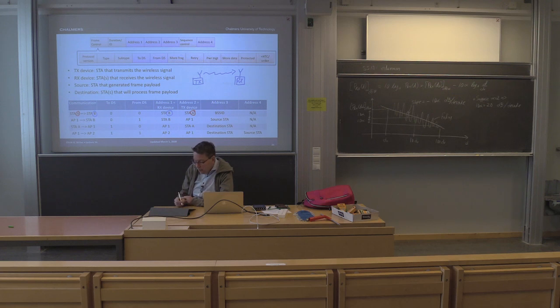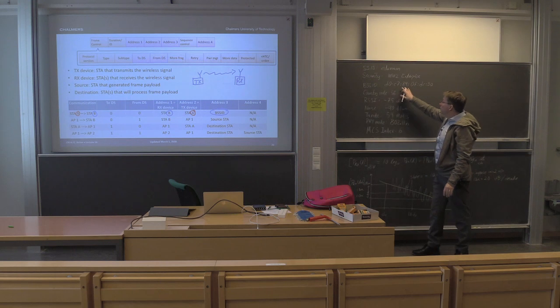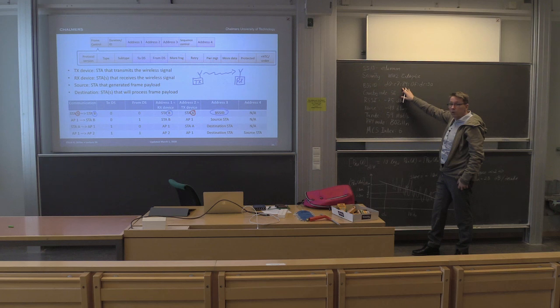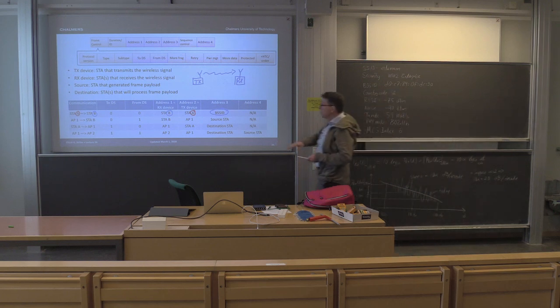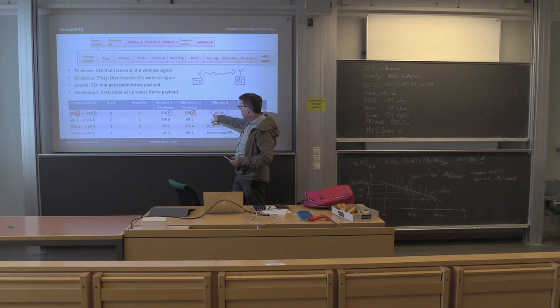And then the third address here is the basic service set ID. If you remember, the basic service set ID is the MAC address of the access point with which we are associated. Now, in this case, the access point is not involved in the transmission, but the receiving device needs to know that we are both part of the same BSS. Otherwise, that frame will not be processed.